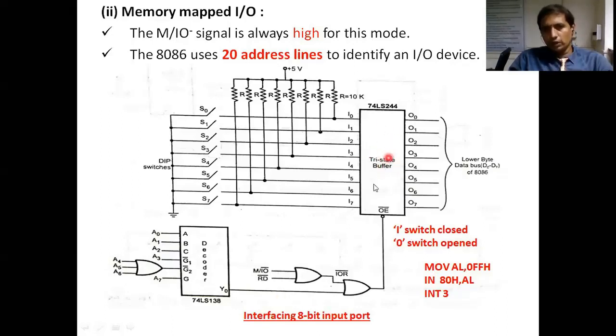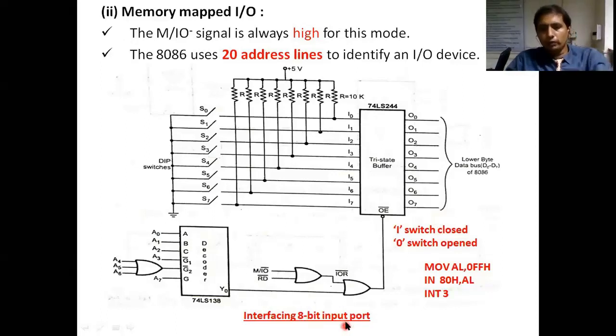The address of this buffer. So this decoder gives the address for this buffer and also provides the activating signal for this particular buffer. The buffer activation signal and address of the buffer are generated by the decoder. If you write like this, automatically all switches are closed. For example, if you write 00H instead of FF, then all switches will be open. Like that we can interface 8086 with an 8-bit input port.